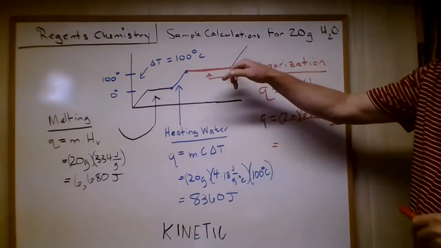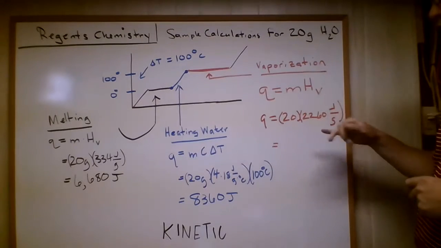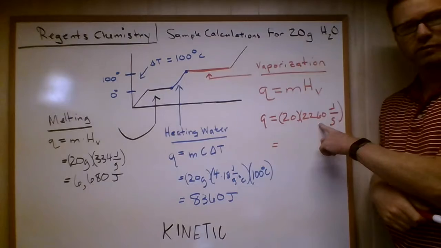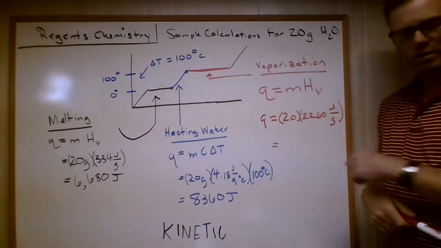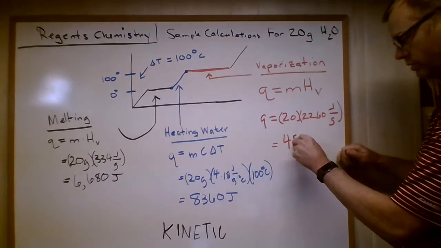So up here at the 100 degree mark, we're going to vaporize the water using this formula from the reference tables. This is the heat of vaporization from the reference tables. Here's our mass. We multiply that together, we get 45,200 joules.